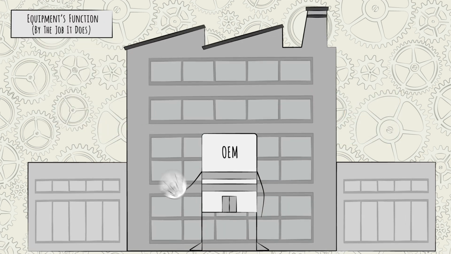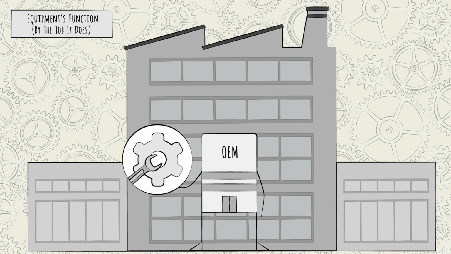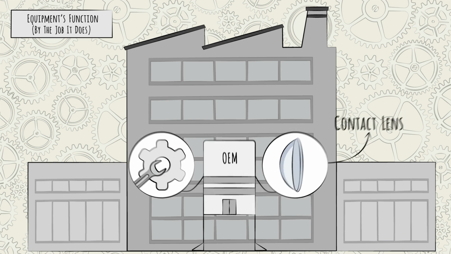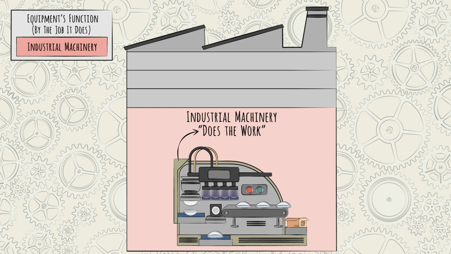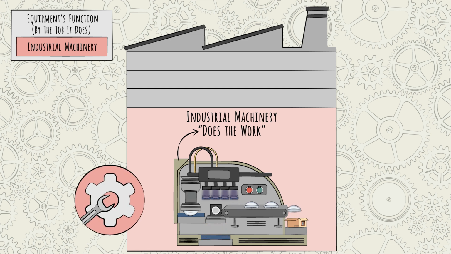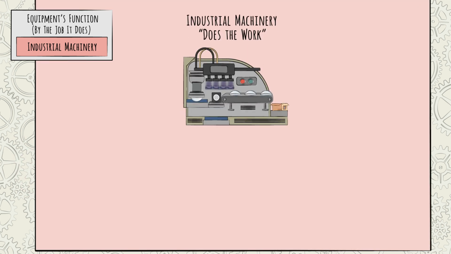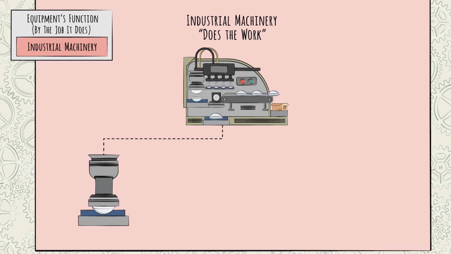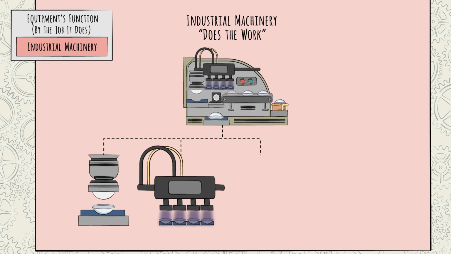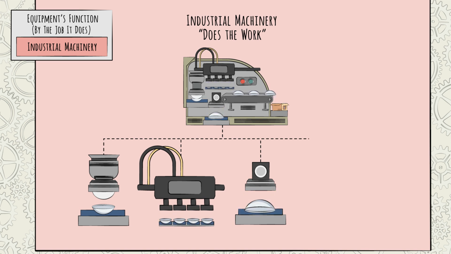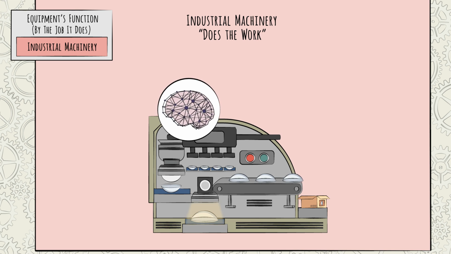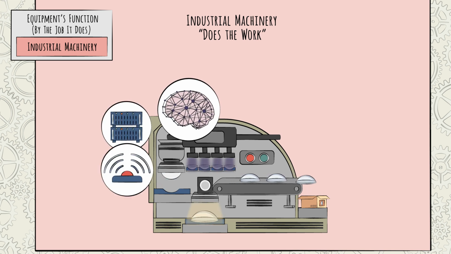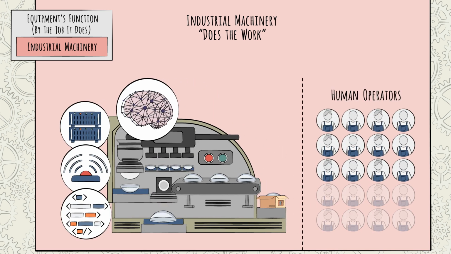Let's take an example. The equipment needed to produce a seemingly simple product, the humble contact lens. On the factory floor, we find the equipment that actually does the work, making the contact lenses. This is the industrial machinery. The exact machinery will depend on the specific work being done. In this factory, we might find precision molds to shape lenses, UV machines to harden them, X-ray scanners to catch imperfections, and conveyor belts to move finished packs to shipping. Increasingly, so-called smart industrial machines come with built-in computers, sensors, and software, cutting out the need for human operators.